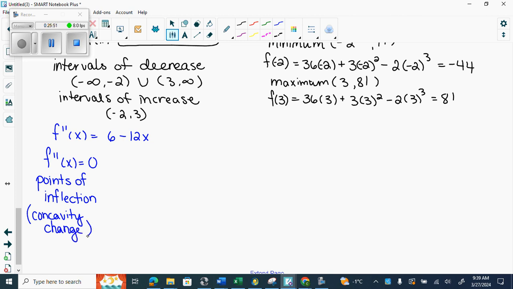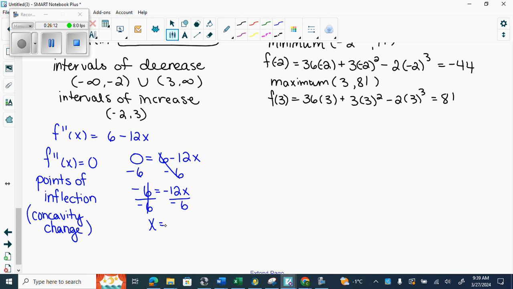So it's where that second derivative equals 0. If I want to know where the points of inflection are, I would go 0 equals 6 minus 12x. Subtract 6 from both sides. Negative 6 equals negative 12x. Divide by negative 6.